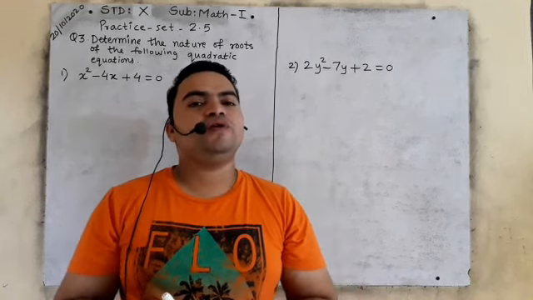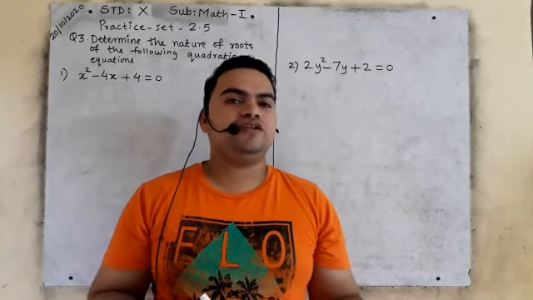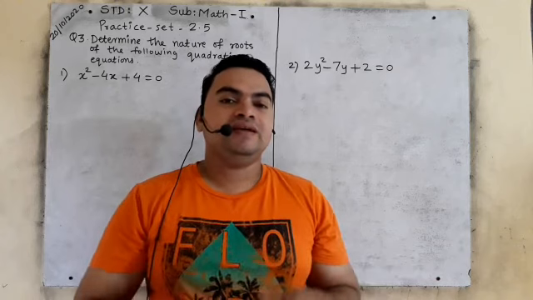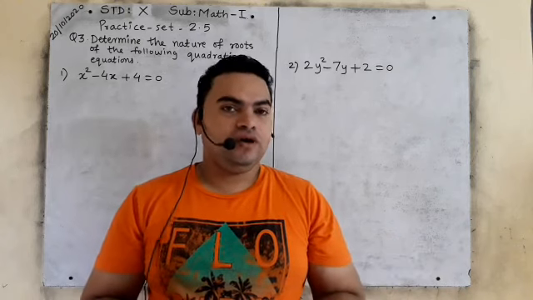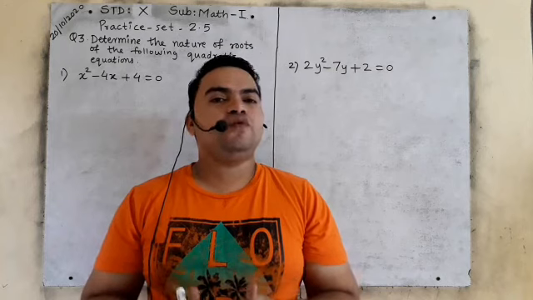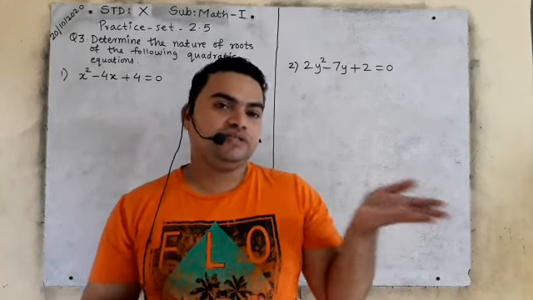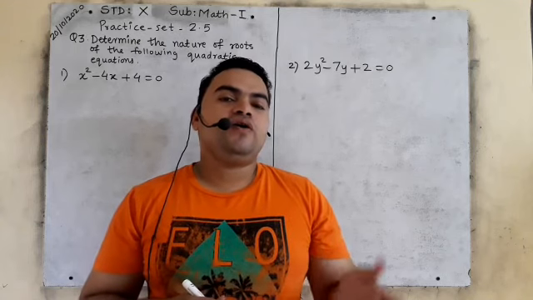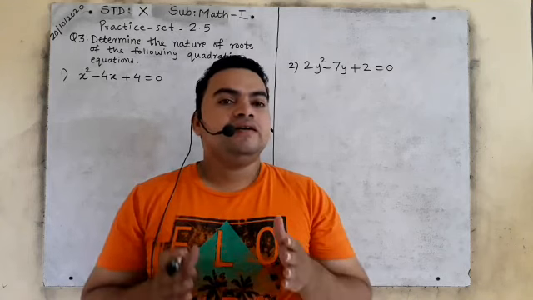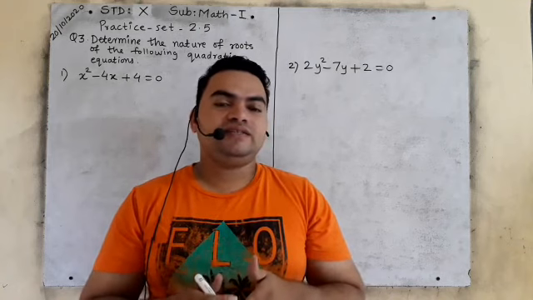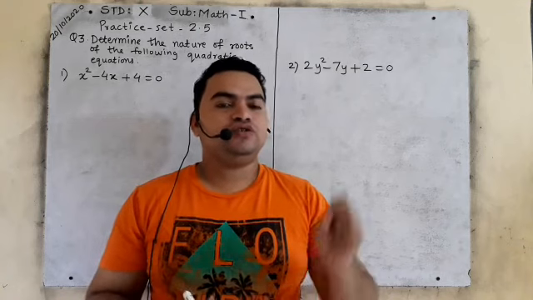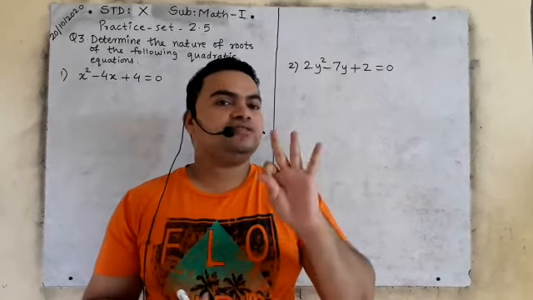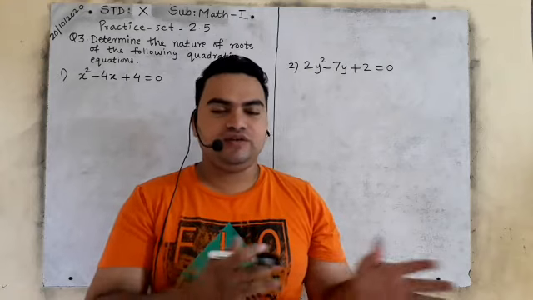If b square minus 4ac is greater than 0, more than 0, so the given quadratic equation will be real and unequal. Okay? If b square minus 4ac is less than 0, in negative number, so the given quadratic equation will be not real because it is negative. Therefore it will be not real. So real and equal, real and unequal, and not real. There are three types of roots of the nature of the roots.